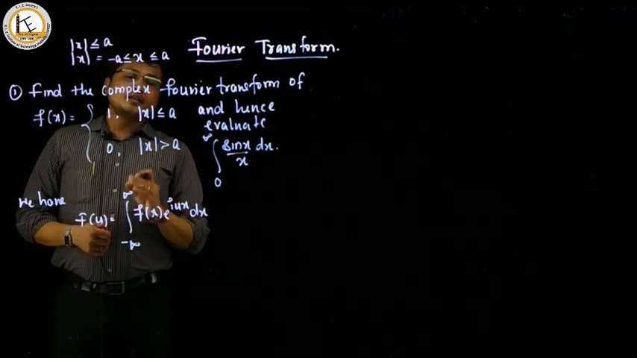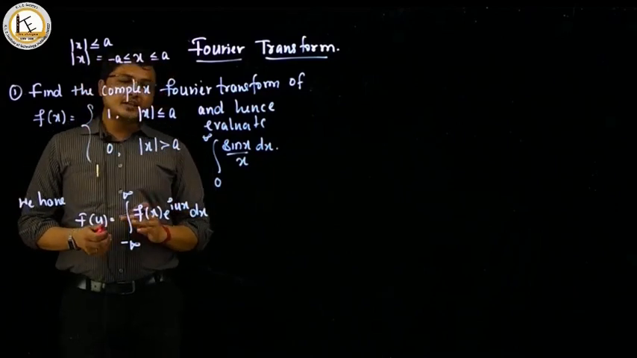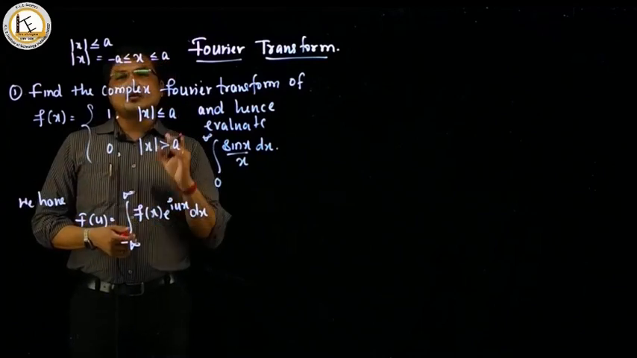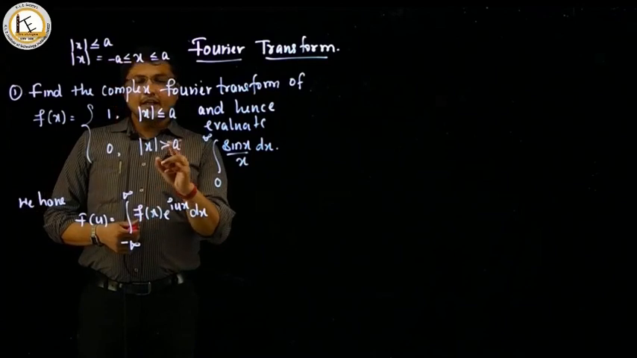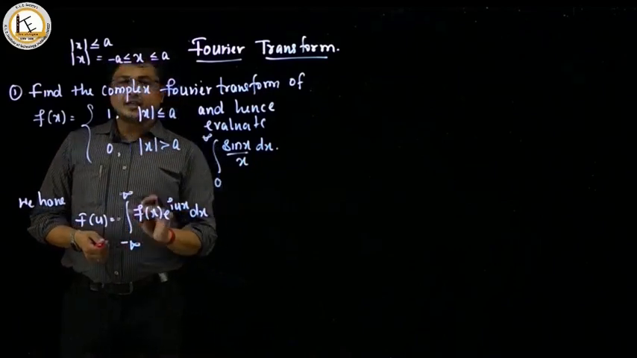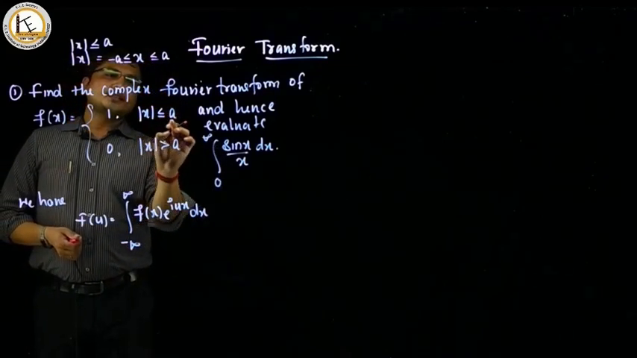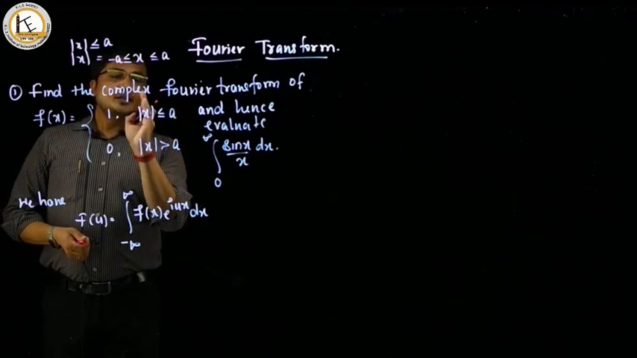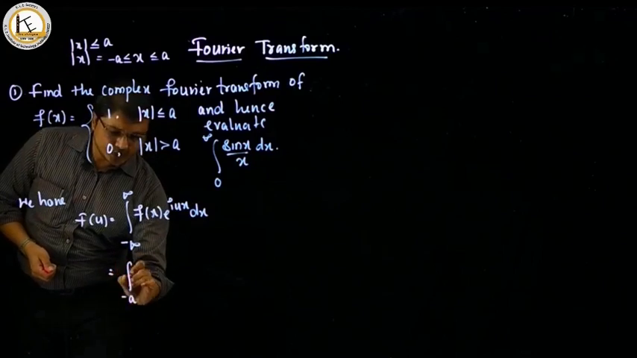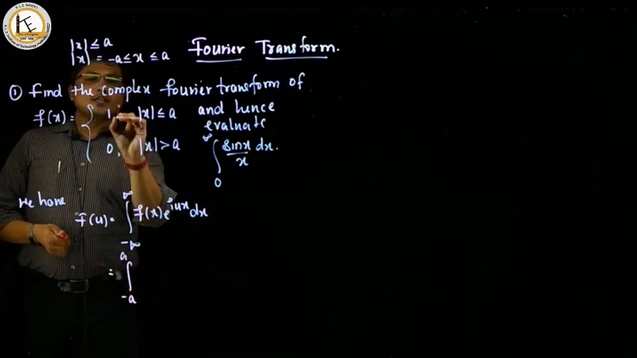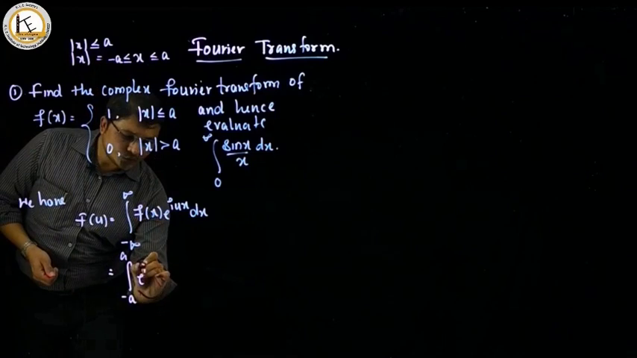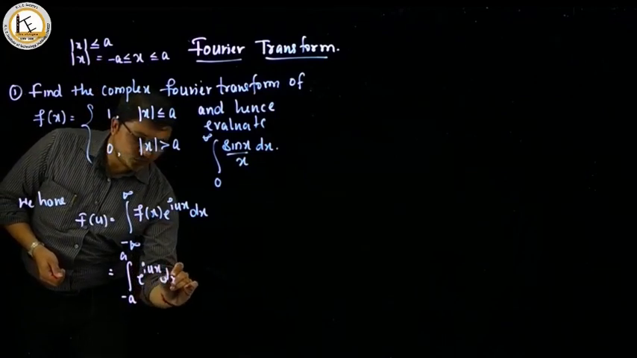And for mod x greater than a, it means definitely here x is greater than a, so the range of x values is from a to infinity. For a to infinity, the function f of x is 0. Therefore, we ignore this second part and we take only this first part. Mod x less than or equal to a means x lies between minus a to plus a. Therefore, I will change the limits as minus a to plus a, and f of x is 1 here, and the remaining is e raised to i u x with respect to x.